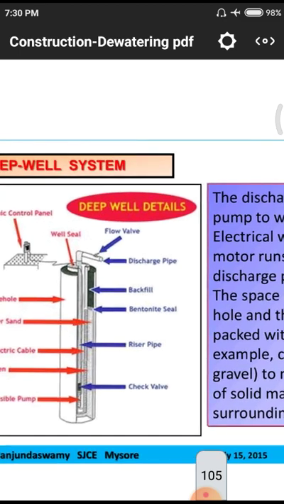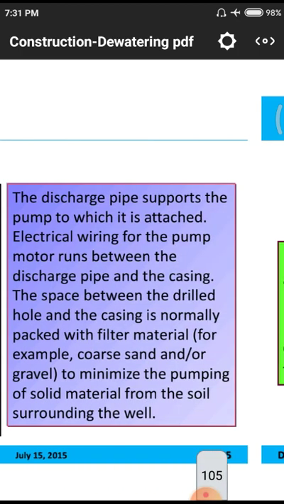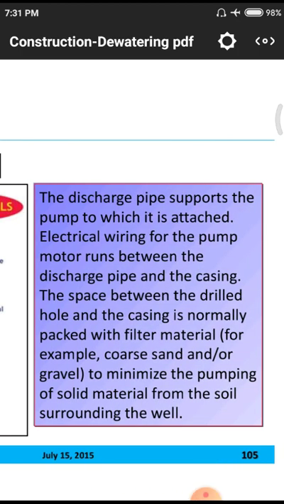Previously we observed this deep well system and the parts present in it. Whenever we need to discharge a particular quantity of water from the ground level to the top level, we need some power. That means power in the form of electrical power, which we use to discharge the water from the down surface to the top surface using electrical motors, so we have to use electrical wiring from pump to motor.